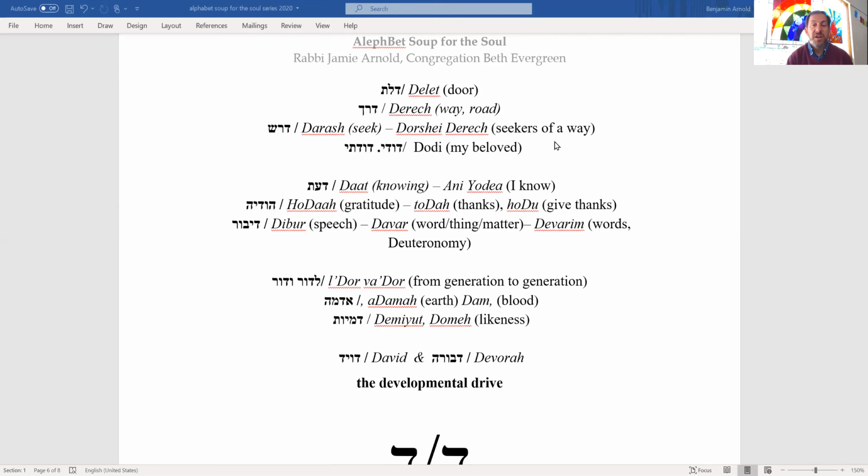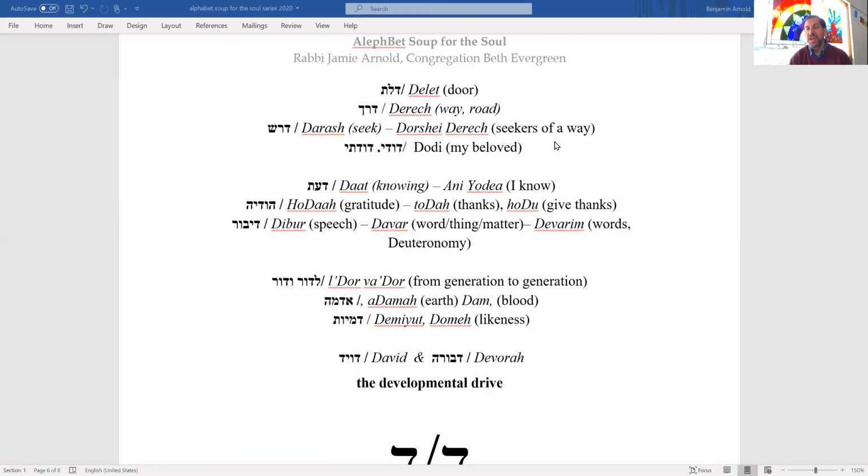A davar is a word, or it can be a thing or a matter, a topic. Devarim is the plural for words. We use that word when we recite the Shema, and it's also the name of one of the books of the Torah. Eile Devarim, these are the words, is how the fifth book of the Torah begins, and Devarim means books, or words.